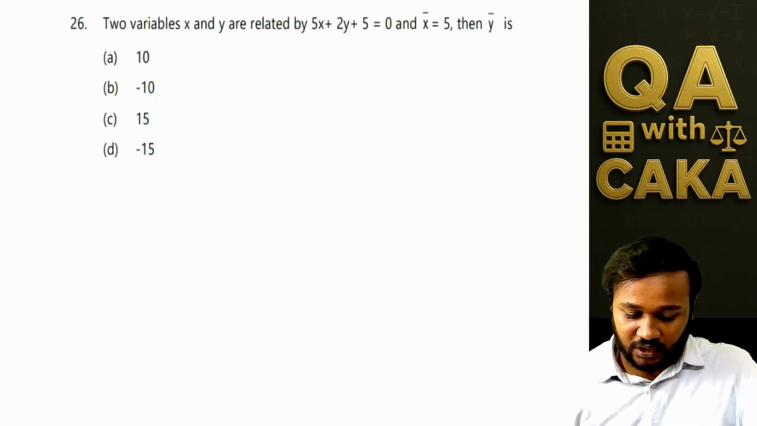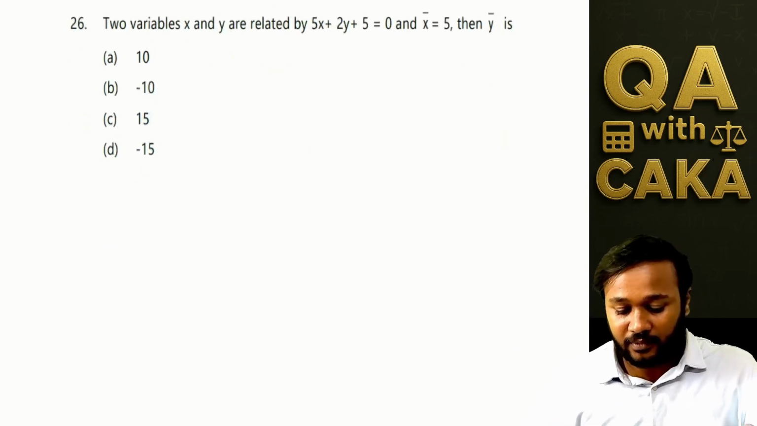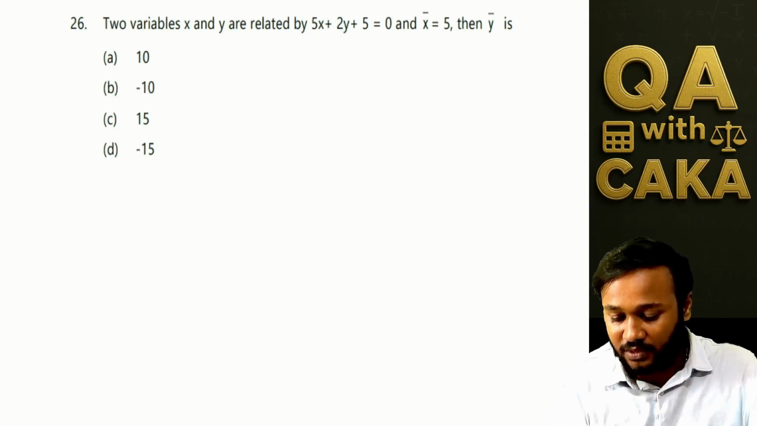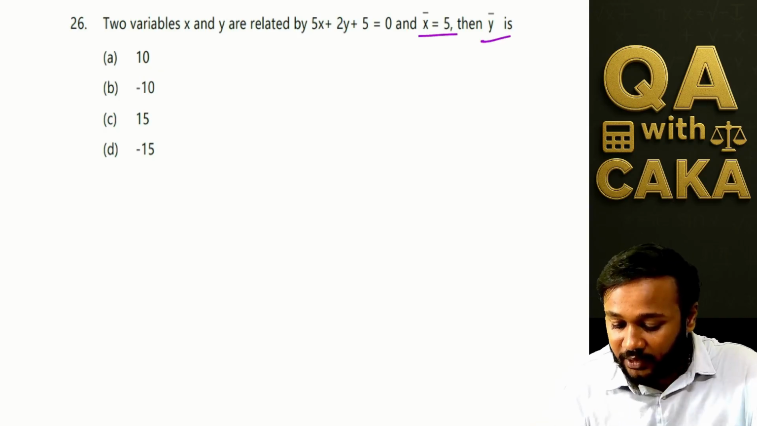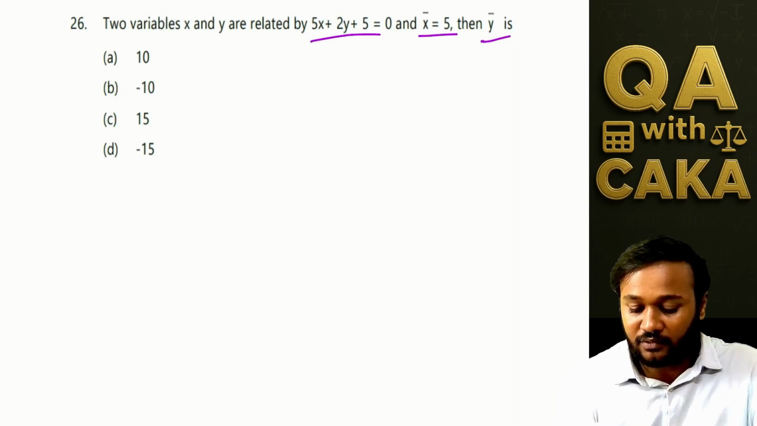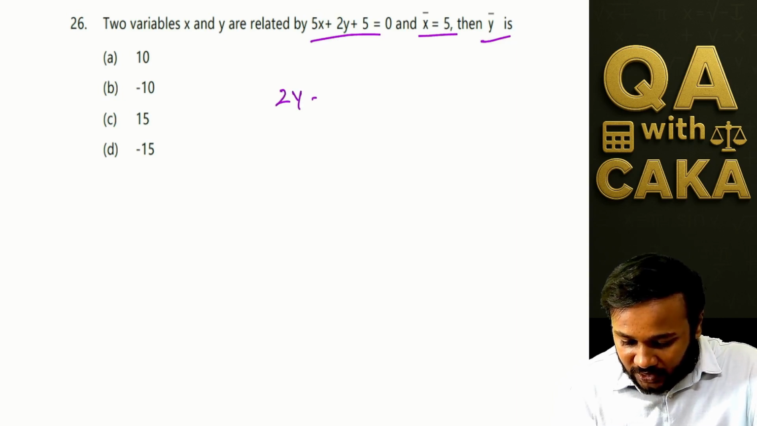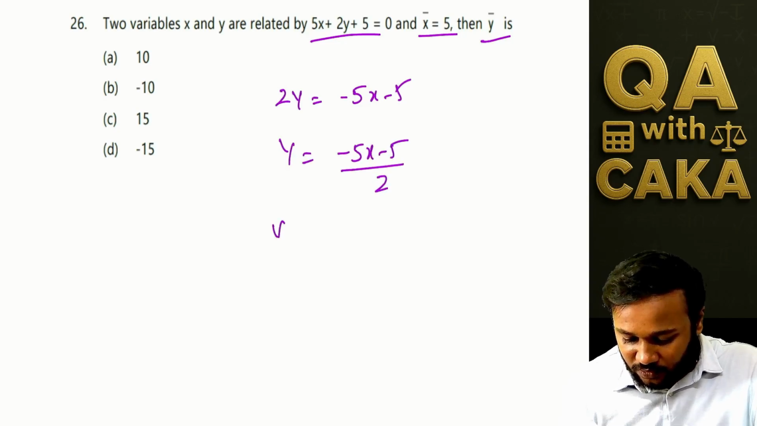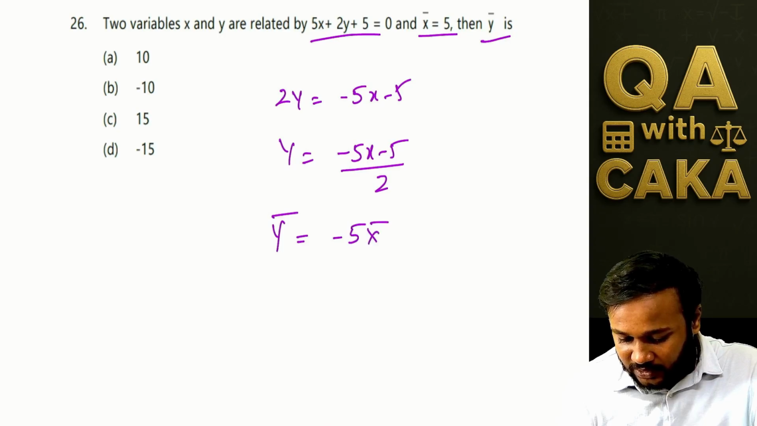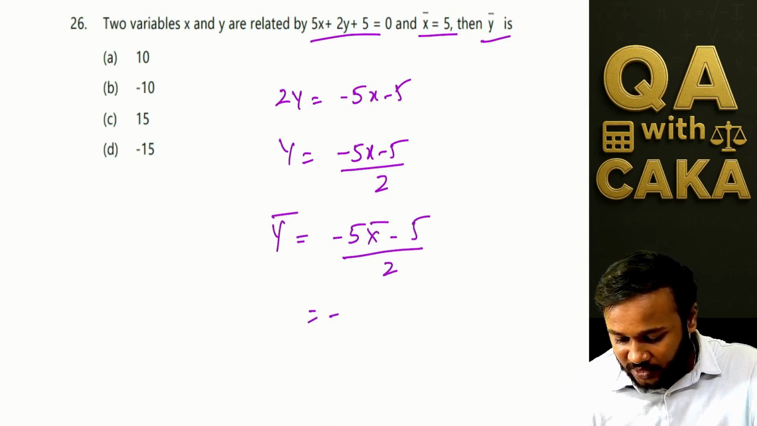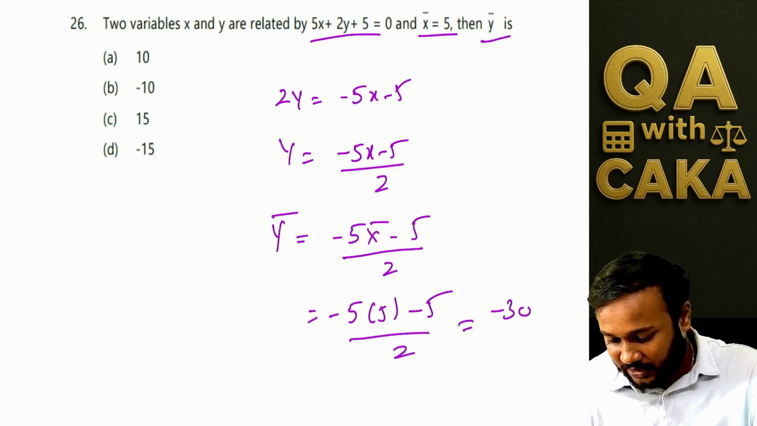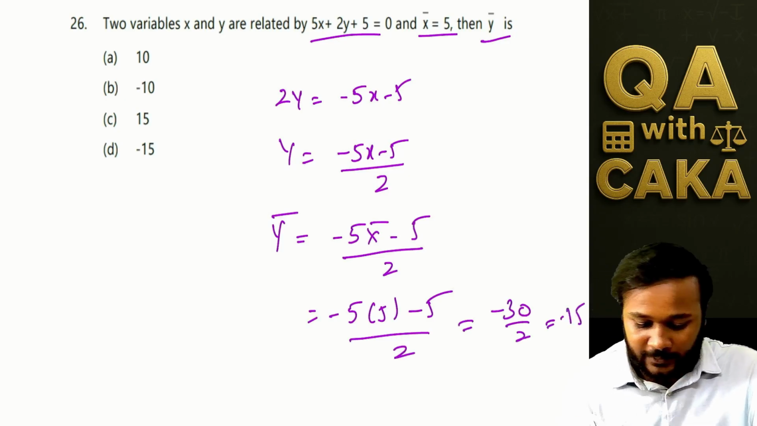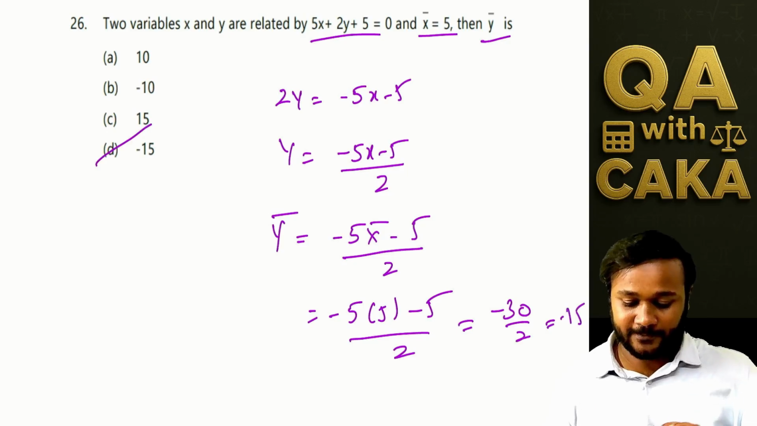Now, your 26th question. Two variables x and y are related by 5x plus 2y plus 5 equals 0. They have given mean of x is equal to 5, then find mean of y. So convert everything with respect to y. So 2y is equal to minus 5x minus 5. So y is equal to minus 5x minus 5 by 2. As you know, y bar is equal to minus 5 x bar minus 5 by 2. Substitute minus 5 into 5, minus 5 by 10, which will be minus 30 by 2, which will be minus 15. Option D is your right answer.